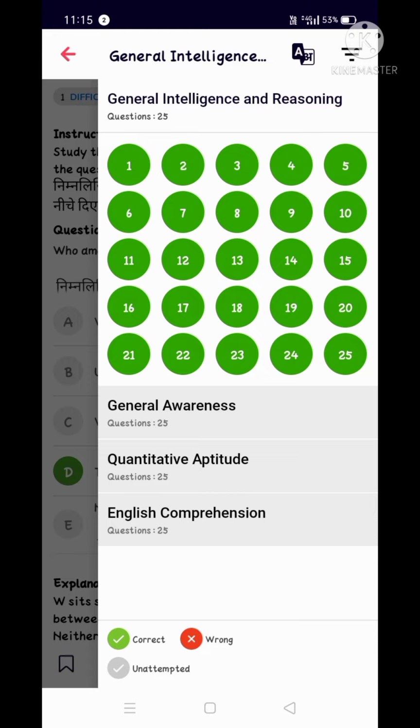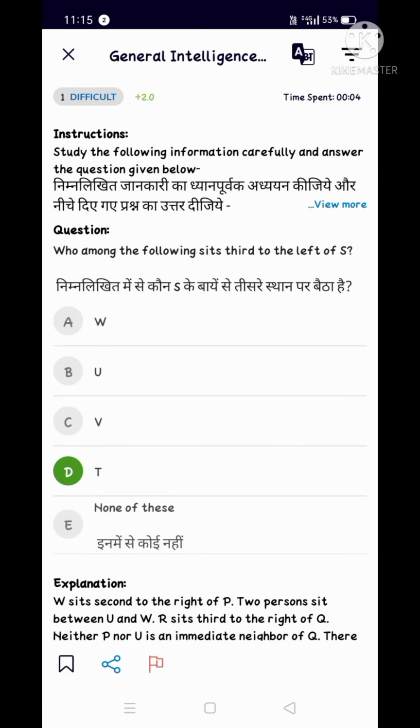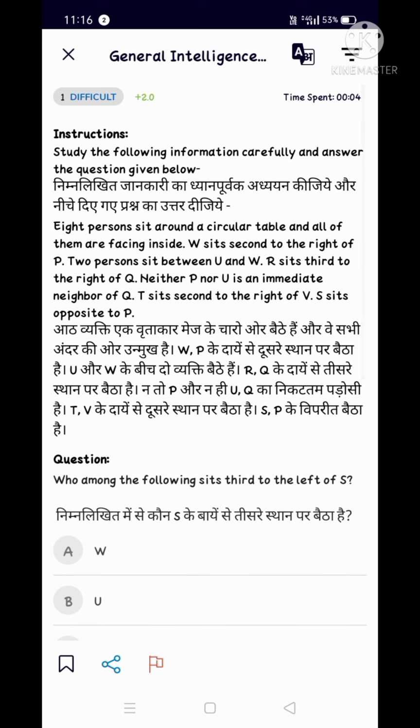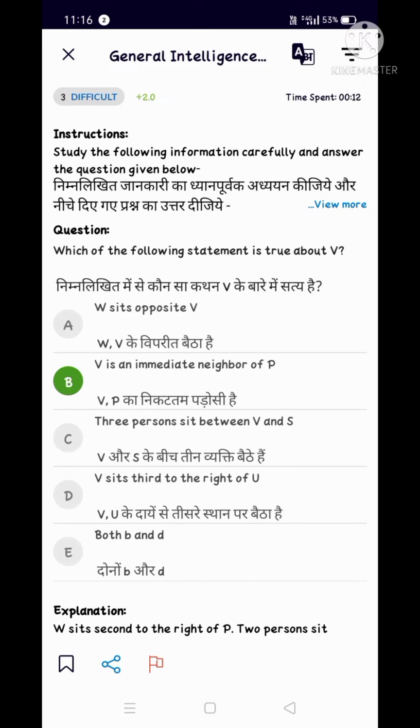here in the general intelligence and reasoning portion, out of 25 questions my correct answers are 25, and basically ESIC MTS is an easy examination, so the question pattern is not so high, it's basically low. And here also the reasoning question pattern is totally easy, and questions were asked from a circular table based puzzle, 1 to 5 questions asked from there.